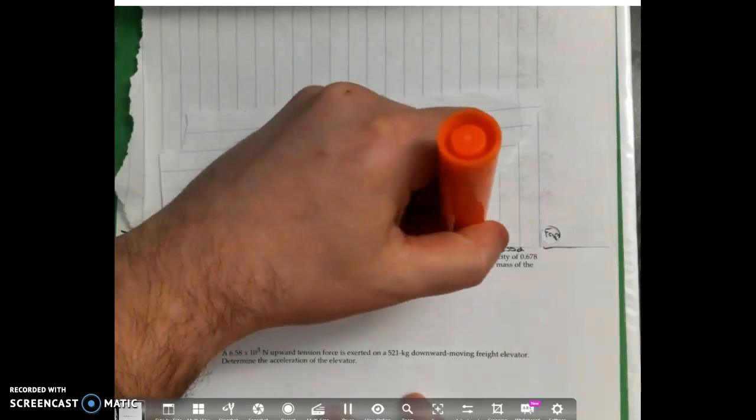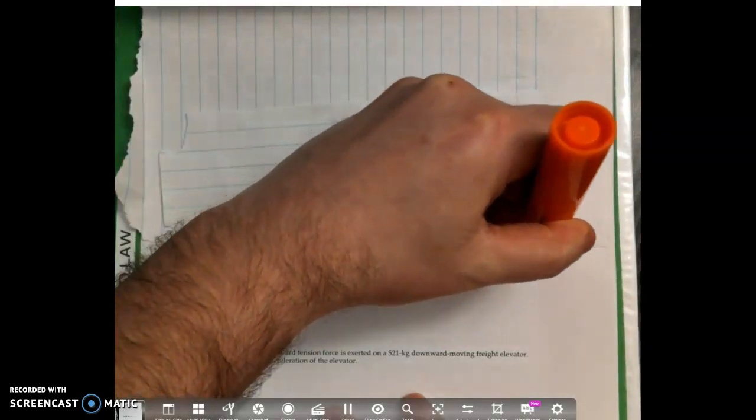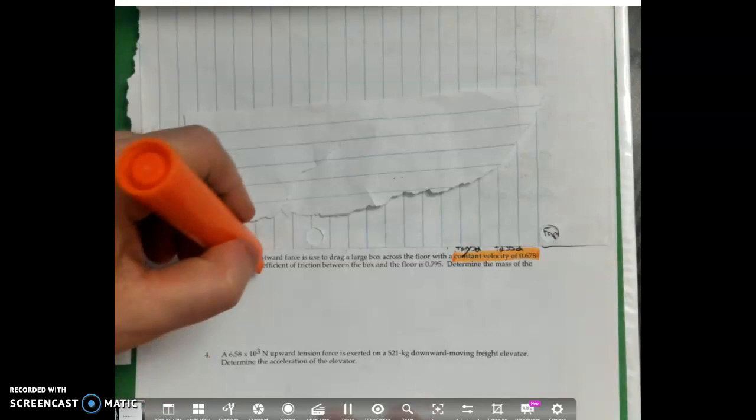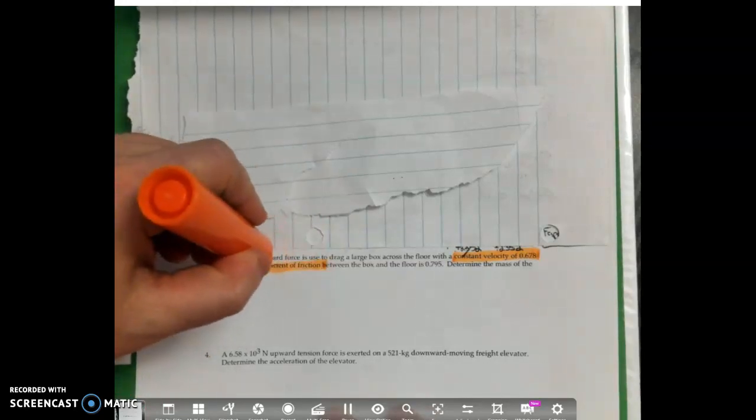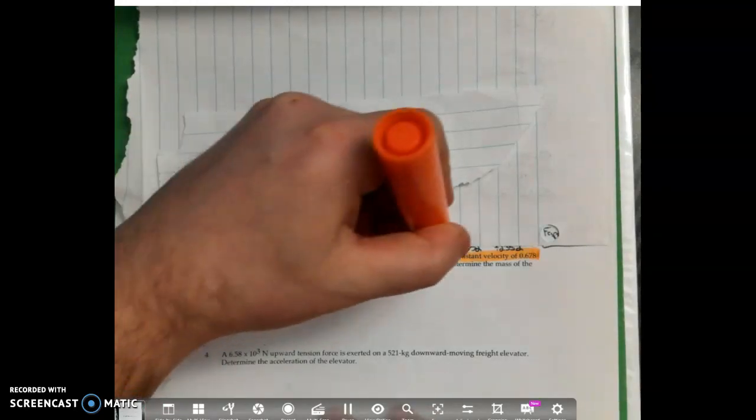So let's highlight stuff first. This is the force, the applied force. And just FYI, they don't usually give us this, but they said it's going at a constant velocity of that. And then the last thing they give us is the coefficient of friction, which is 0.795.